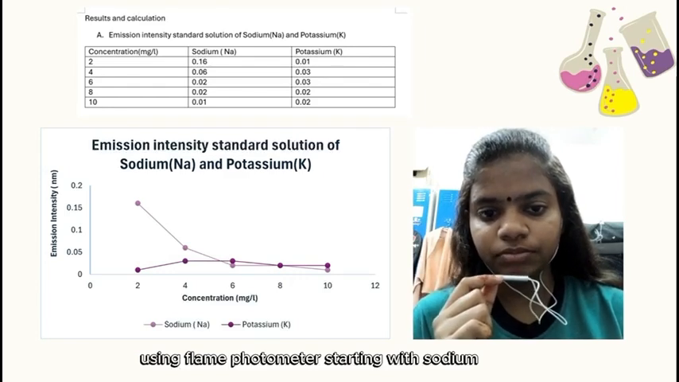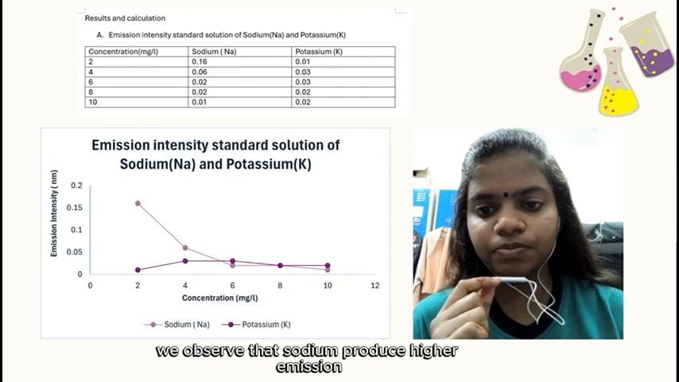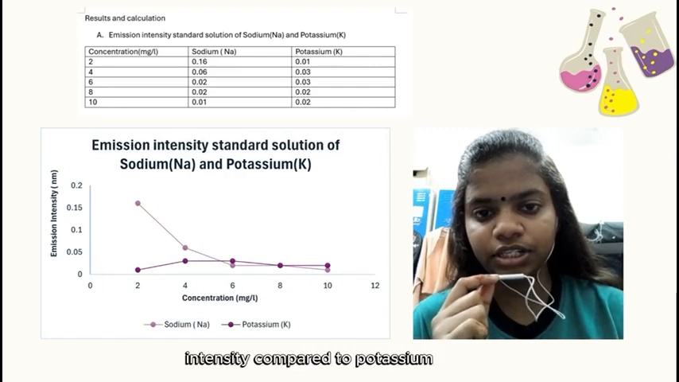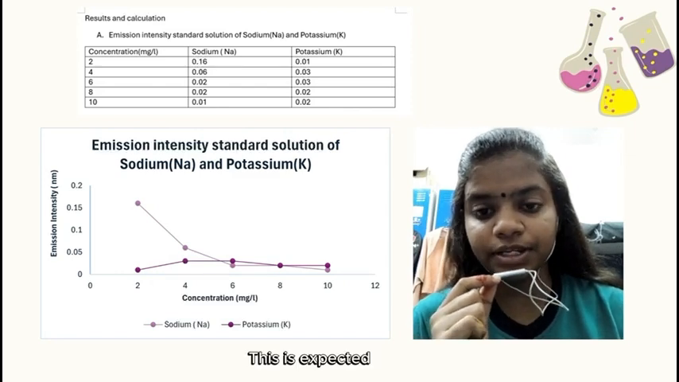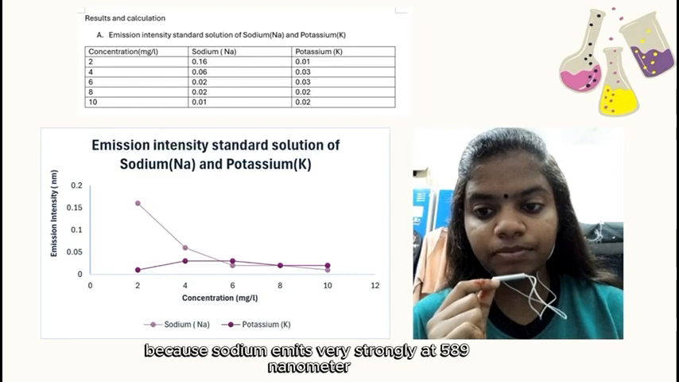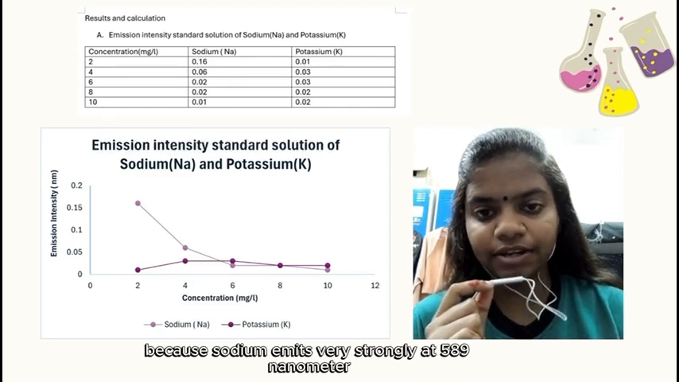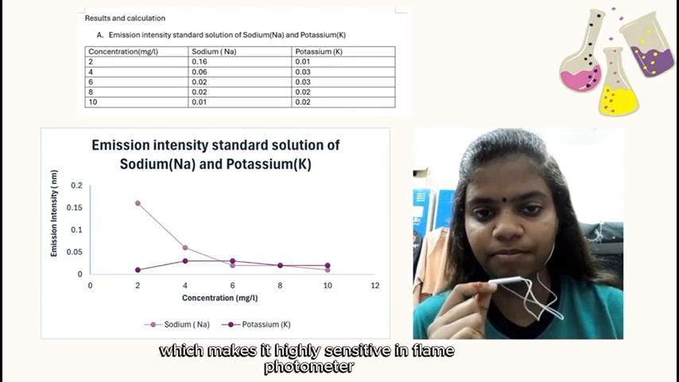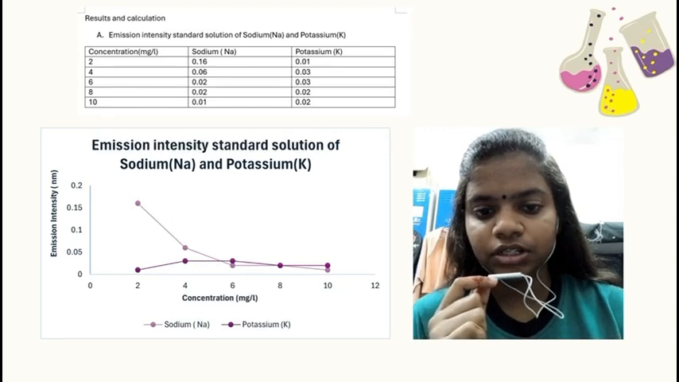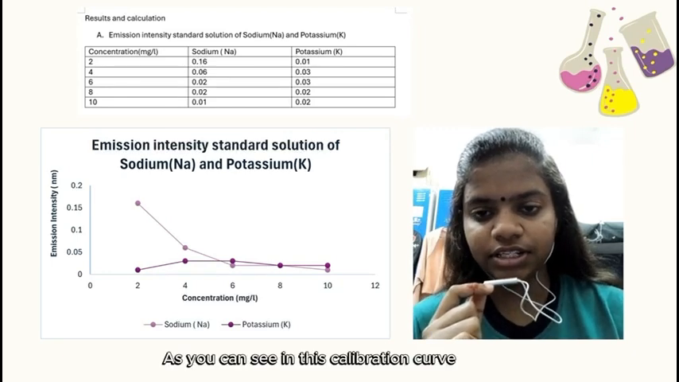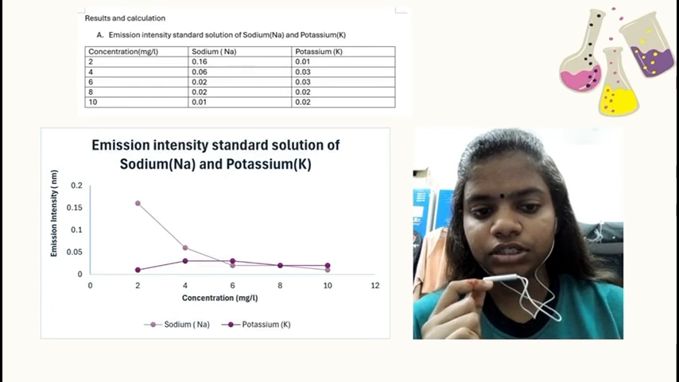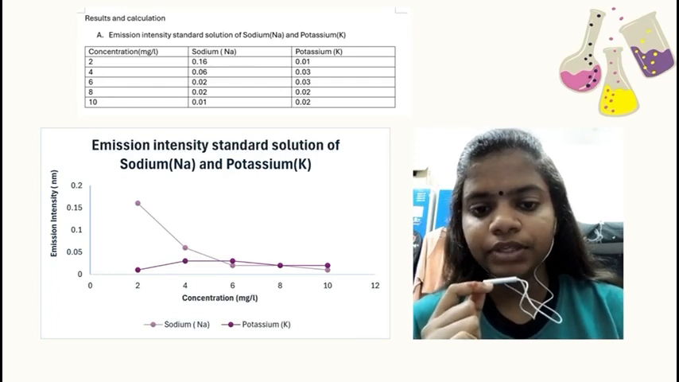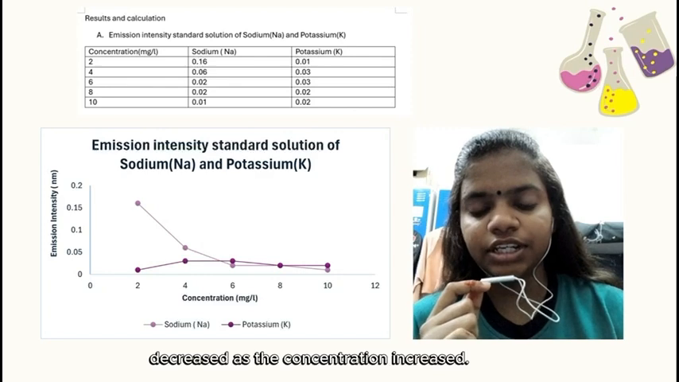Starting with sodium, we observed that sodium produced higher emission intensity compared to potassium. This is expected because sodium emits very strongly at 589 nanometers, which makes it highly sensitive in flame photometry. As you can see in this calibration curve, the emission intensity decreased as the concentration increased.